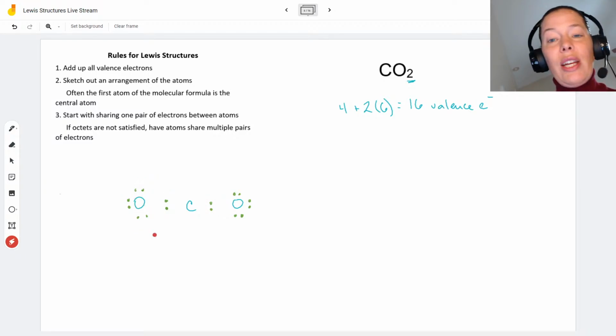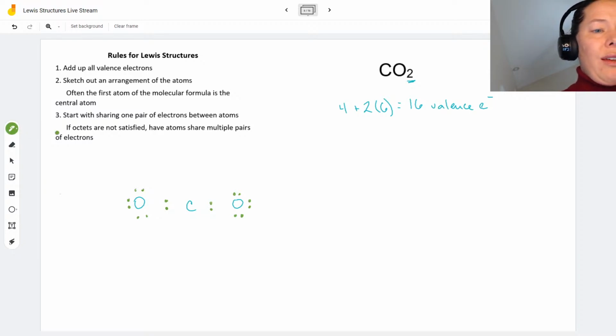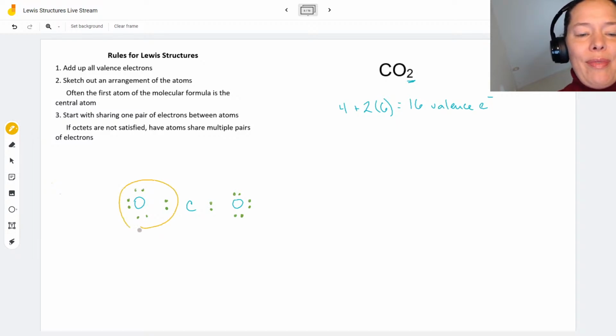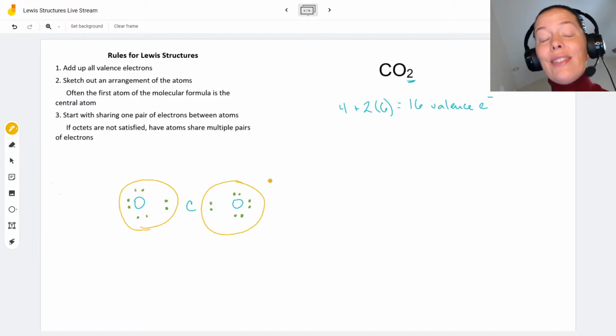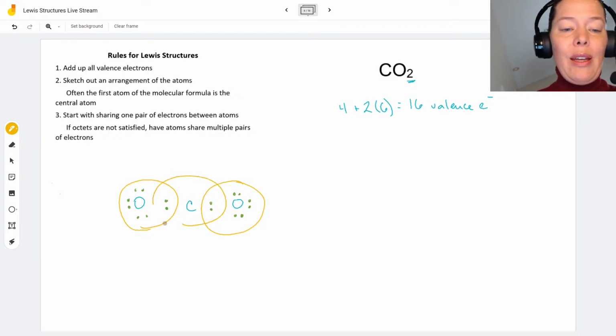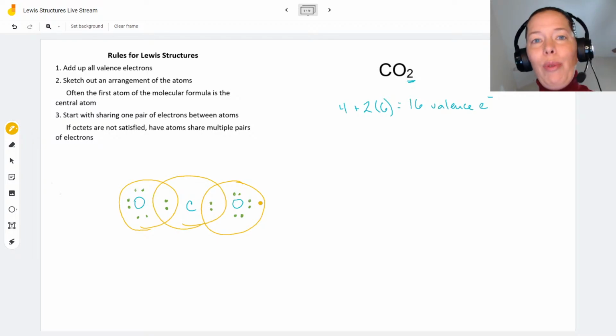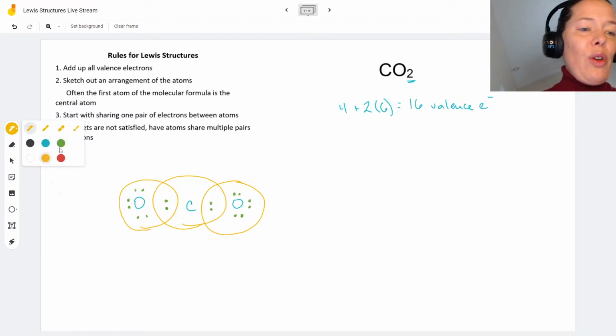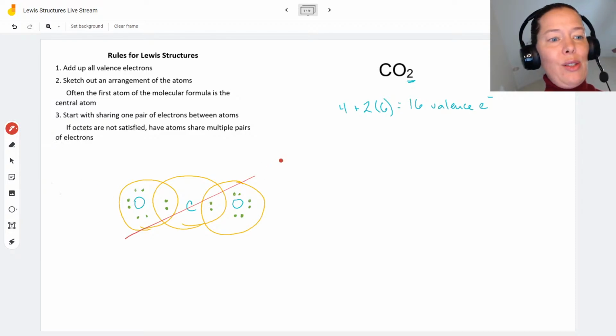And now let's check and see if I've satisfied octets everywhere, because I don't think I have. This oxygen is fine. The oxygen on the right is also fine, but you can already see we've got a problem with the carbon here. My central carbon, my central atom, only has 4 valence electrons. The octet is not satisfied. So this is not a valid Lewis structure.